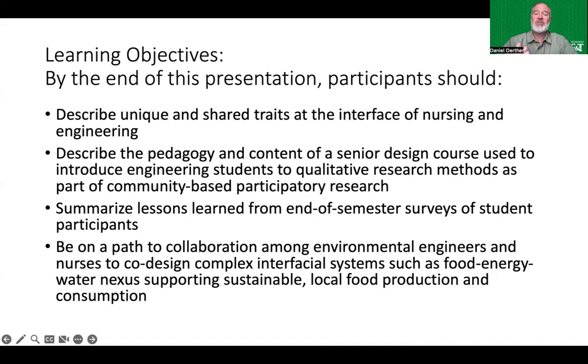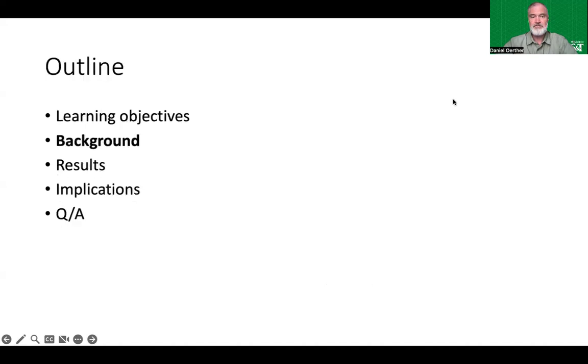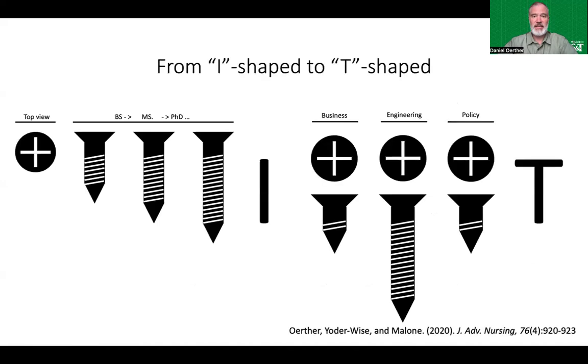The goal is to co-design complex systems at the interface, like food, energy, water, things that are going to support sustainability, including local food production and consumption. Let's do a little bit of background and then hop into some of our results and implications.